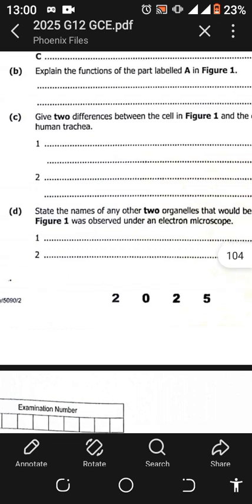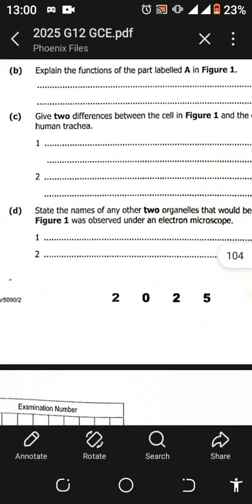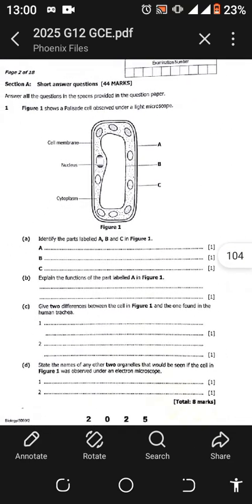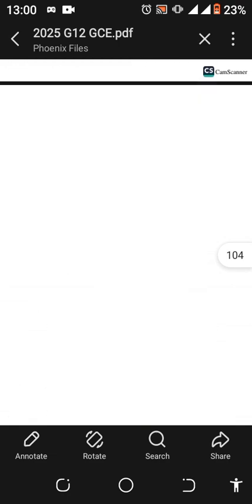So the other two organelles will be, let's just say, the rough endoplasmic reticulum and mitochondria. So we have finished question 1.